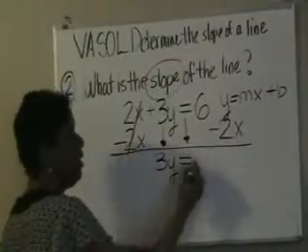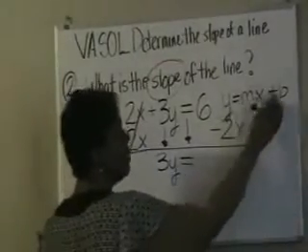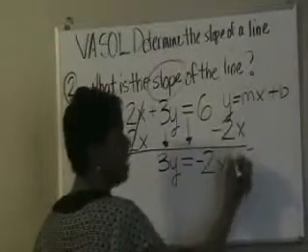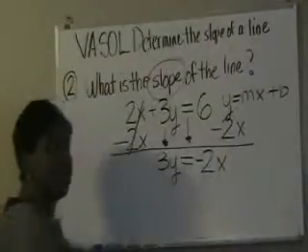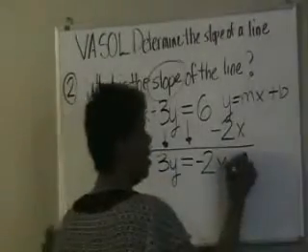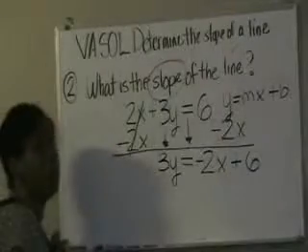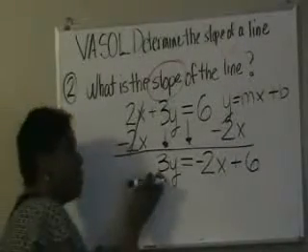I'm going to pull this to the front because the form is y equals mx plus b. So you put a negative 2x, and I'm going to bring this 6. Because there's nothing in front of the 6, it's positive. So it's plus 6. Now, I still don't have that in slope-intercept form because I have this 3 here.